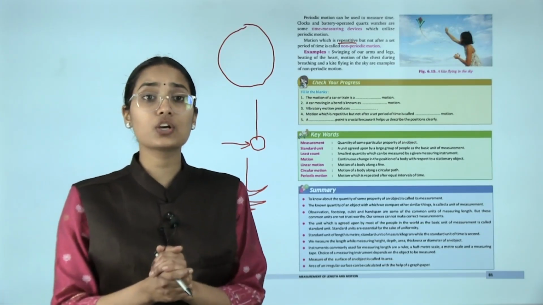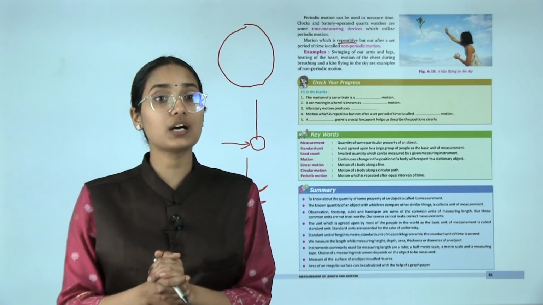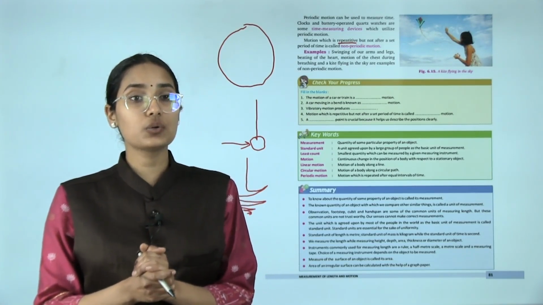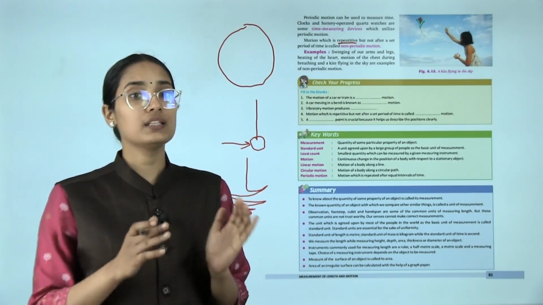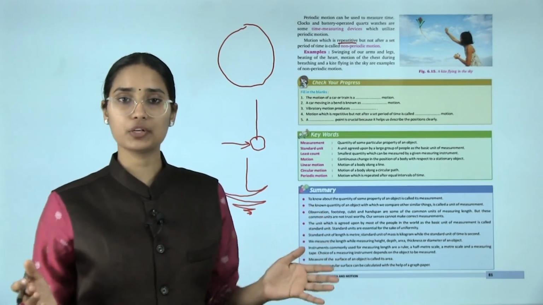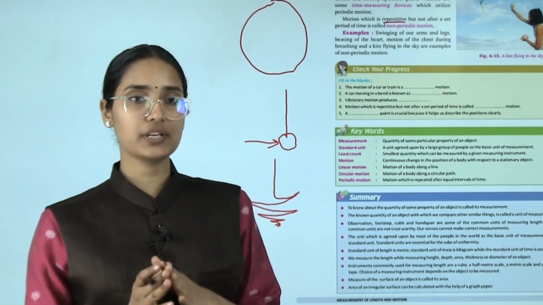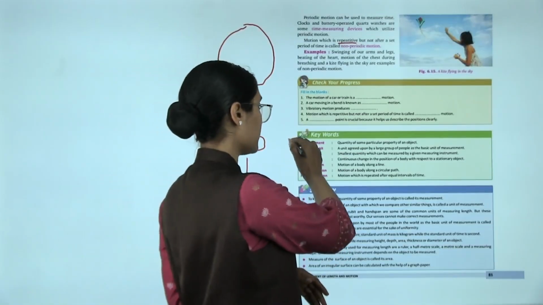For example, swinging of our arms and legs, beating of the heart, motion of the chest during breathing, and a kite flying in the sky are all examples of non-periodic motions, right. In this chapter we have learned a few new words, so let's recall them.